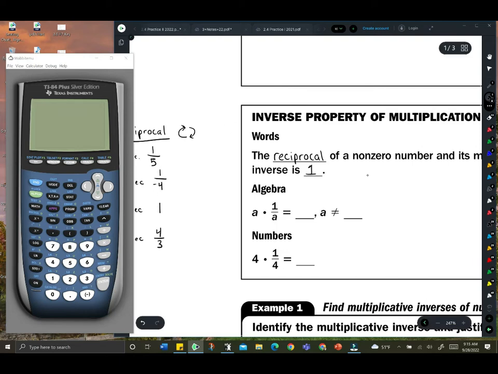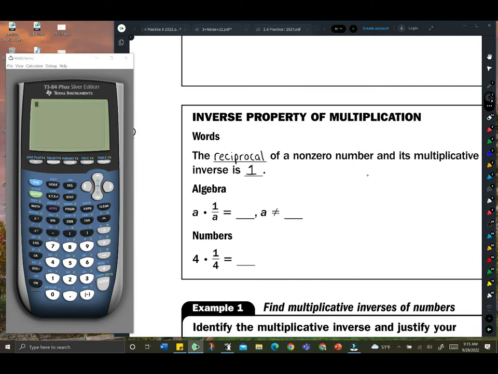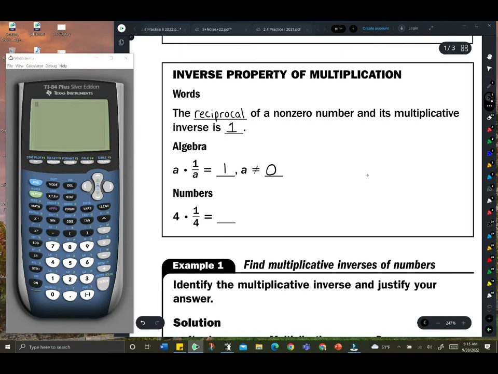Basically, in algebra, a times its reciprocal is equal to 1, so long as a does not equal 0. 0 has no reciprocal. So for example, if we were to take 4 times 1/4, and I'll demonstrate in the calculator, 4 times 1/4, we're going to get 1, and what that means is that's the inverse. So that's a little check on the inverse.